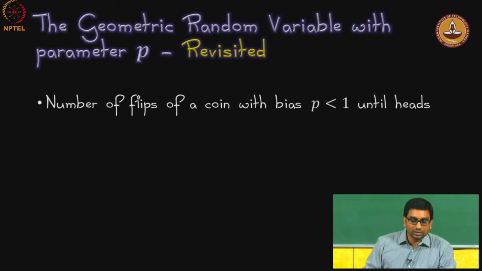Okay. So let's revisit the definition of the geometric random variable. The best way to illustrate this is it's the number of flips of a coin with some bias p until you get the first heads. Okay. So this geometric random variable comes with a parameter p, and that shows up in this intuitive definition.